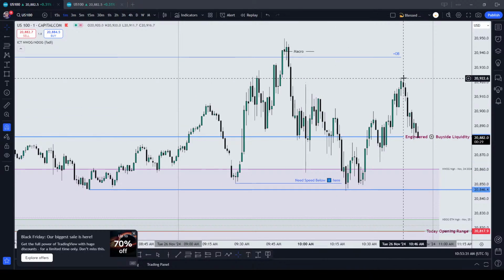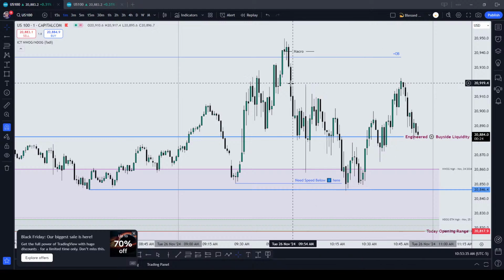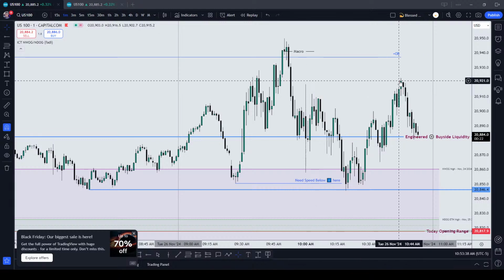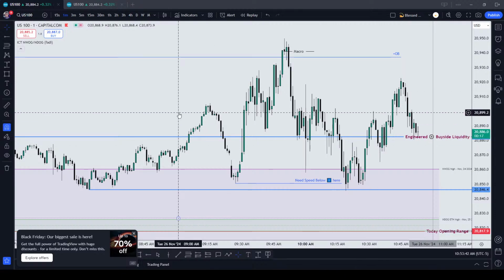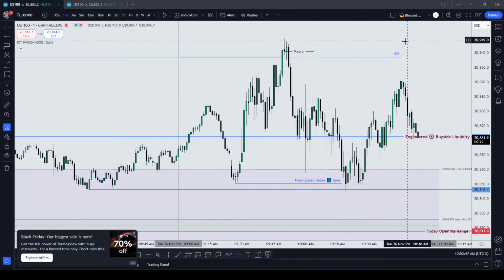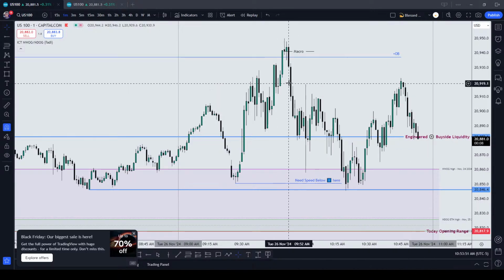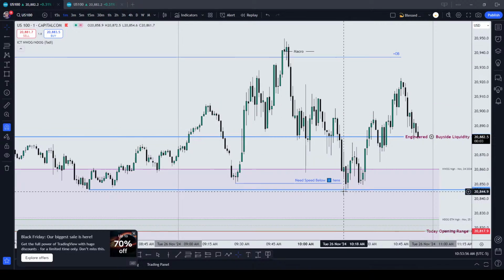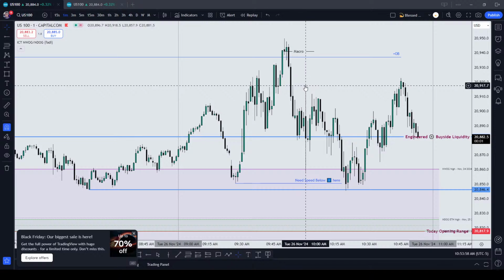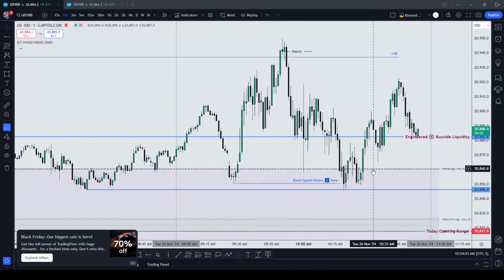Then it starts retracing back up again, takes out this swing high right here, and after taking out this swing high it starts dropping back down. During a trading session where you just want the market to move in one direction, up or down, this is not what you would like to see. Price is just seeking liquidity above here, then wrecking the people that went long.